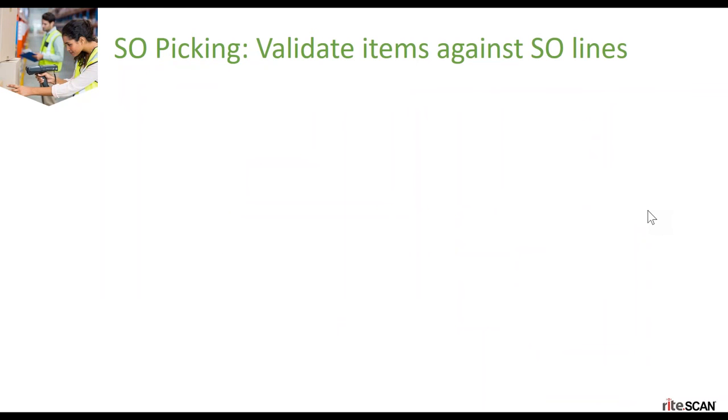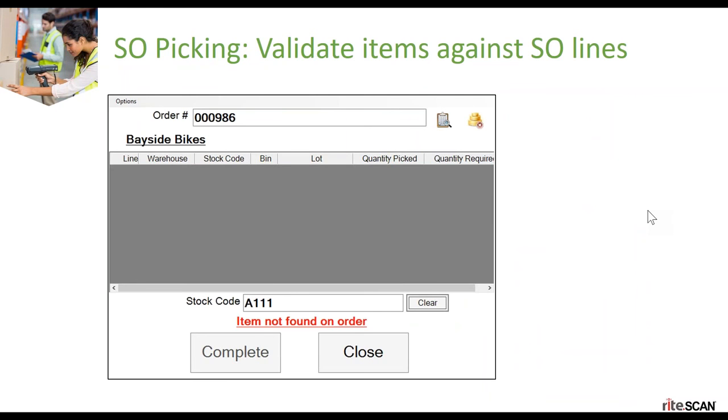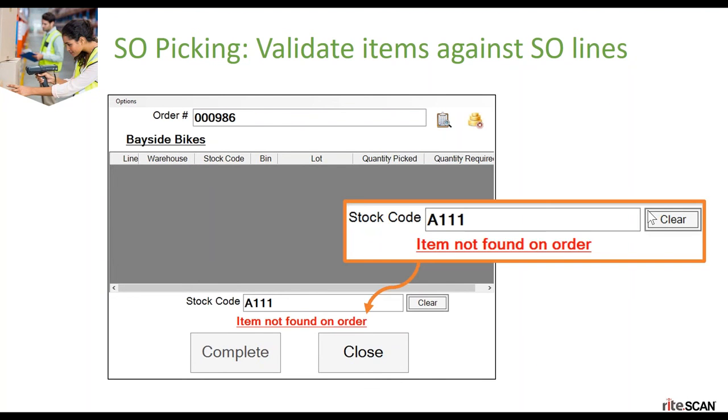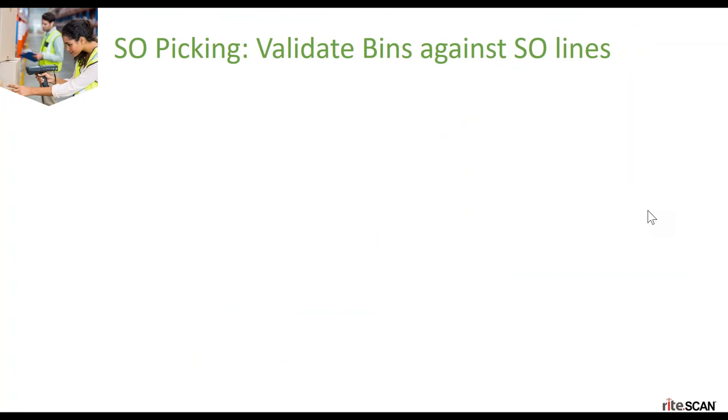riteSCAN has really built in these error messages to prevent picking errors. For example, when the operator scans or keys in an item number that's not found on the sales order, they're going to be presented with an error right away that says this item isn't on the order, so you can't go ahead and pick that. If you're using manual processes today, there's no way to necessarily go through that validation process to really prevent an operator from picking the wrong item. So that's one of the key drivers for increasing that accuracy.